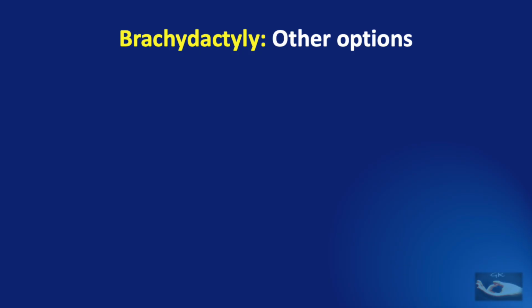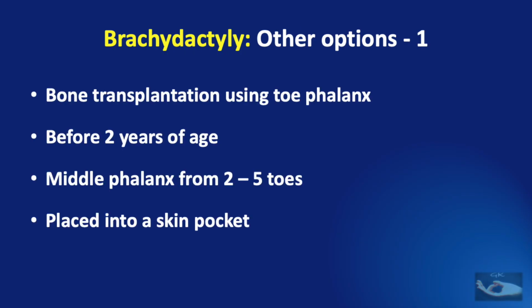Apart from bone lengthening procedures, there are other options available for the management of brachydactyly. Bone transplantation using toe phalanx can be done, but this must be done before 2 years of age of the child to avoid resorption of the transplanted bone segments. The middle phalanx from the second to the fifth toes can be used. This non-vascularized bone graft is placed into a skin pocket developed in the finger, and the transplanted bone is stabilized with closure of any available surrounding tendons and soft tissues.